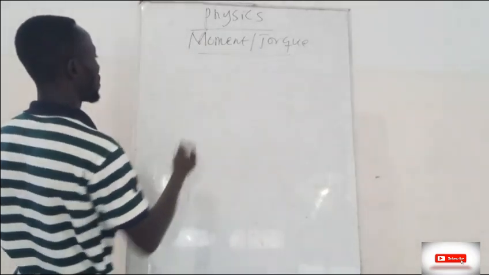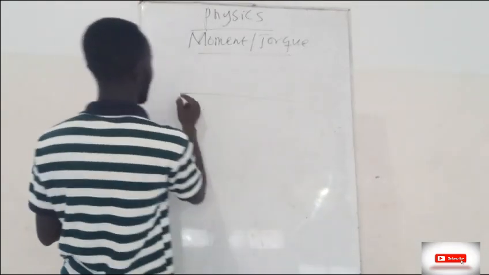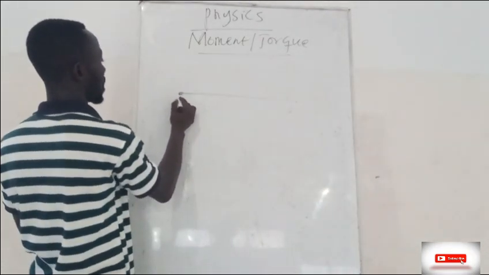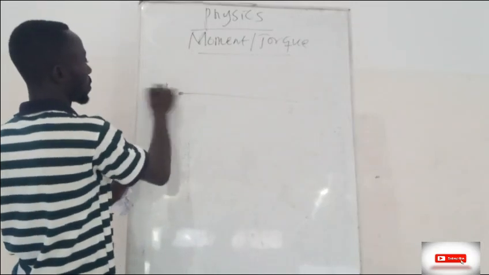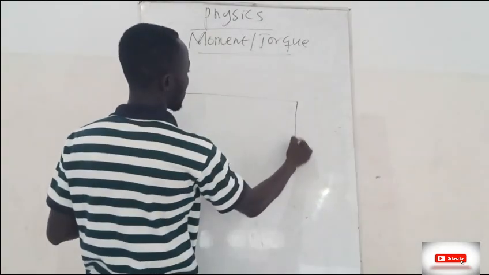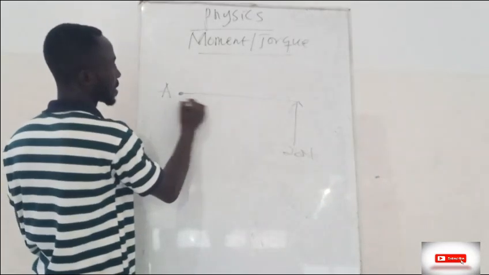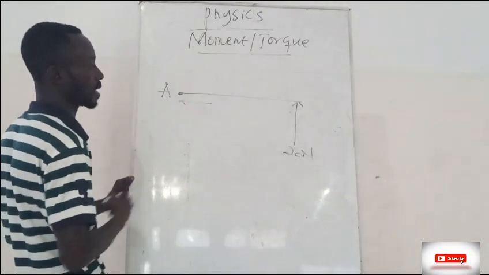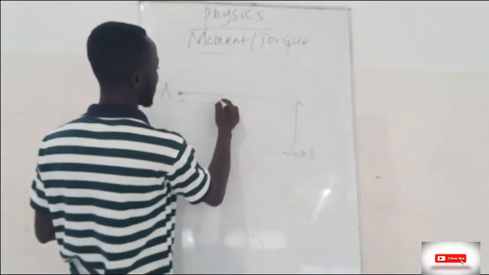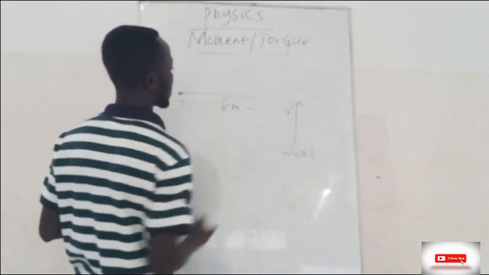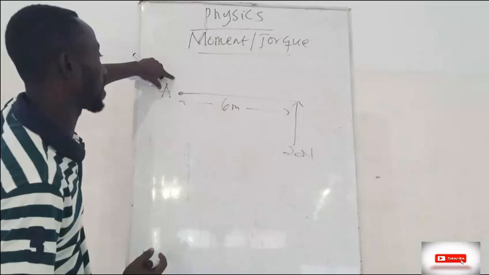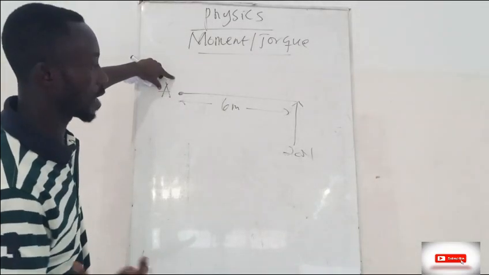So let's say you have a spanner as an example. I have my axis of rotation here, let me call it A. I apply a force of, let's say, 20 Newton at one end. And the distance between the axis of rotation and where you apply the force is, let's say, 6 meters. And I want to find the moment about the point A. How do I go about it?